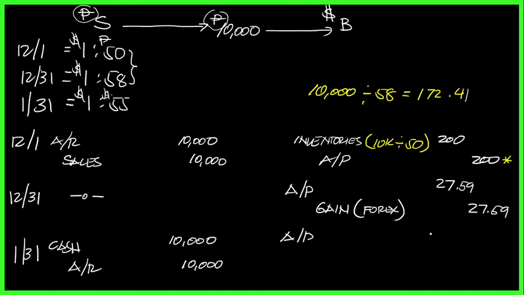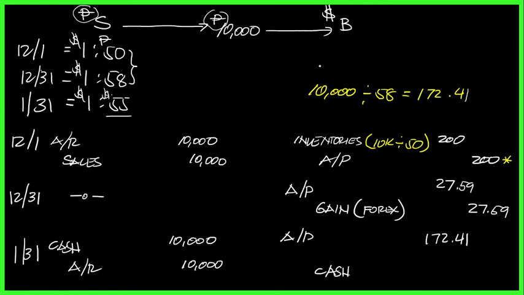So the value is 172.41. Okay. Oh, what else? We are going to pay cash. How much are you going to pay? Okay. If this one will be paid on January 31, the exchange rate is $1 is to 55. So to compute that, how much are you going to pay in terms of dollars?